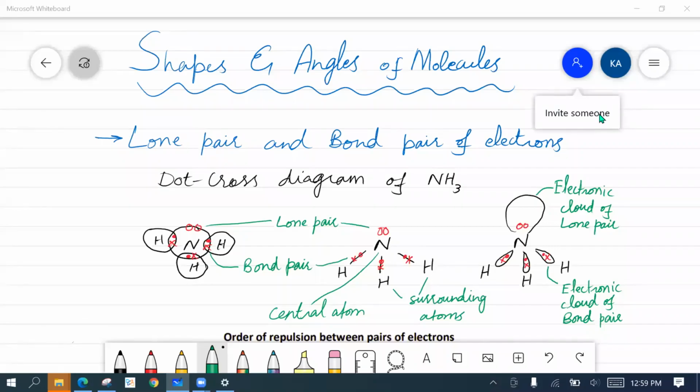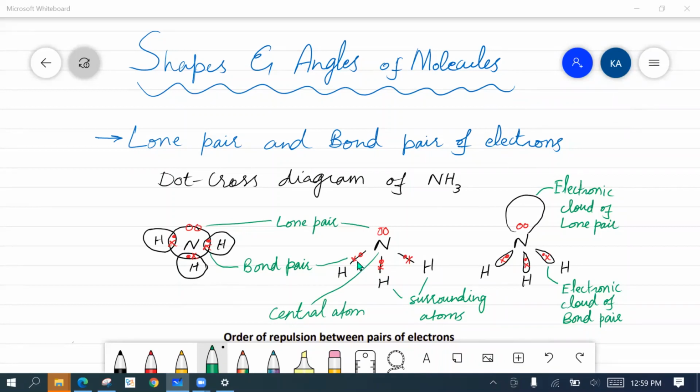To understand shapes and angles of molecules, we must know the difference between a lone pair and a bond pair of electrons in a molecule. Let's take the example of ammonia. This is the dot and cross diagram of ammonia. This is another structure of ammonia. So there are two types of electron pairs.